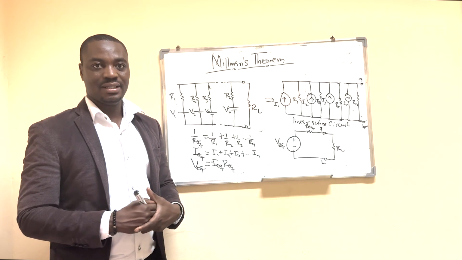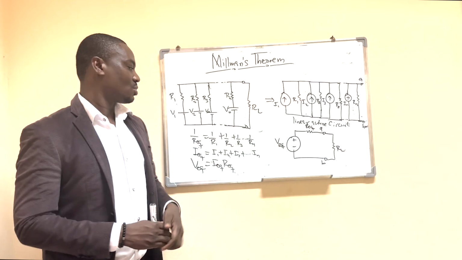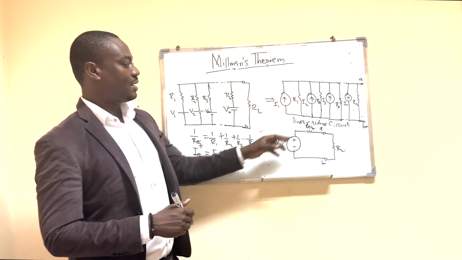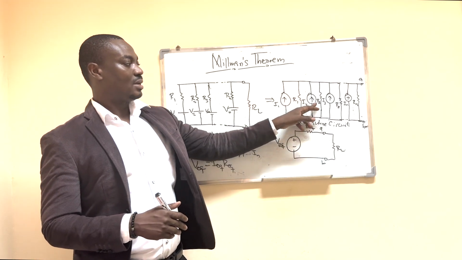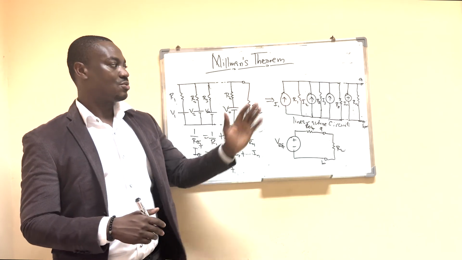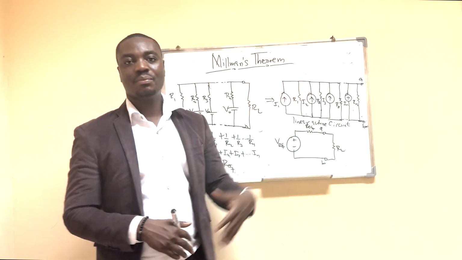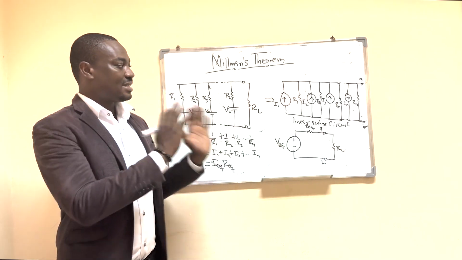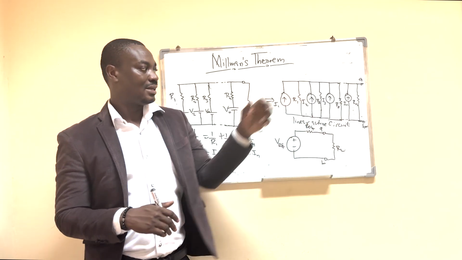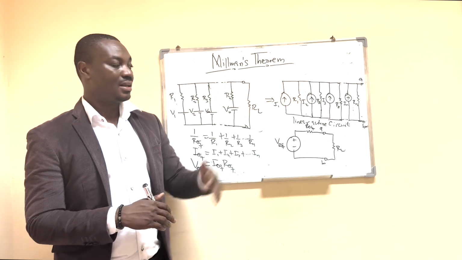So that means I'll have current I1 in parallel with R1. The second branch, V2 in series with R2, I can convert that to current I2 in parallel with R2. And the same for R3 up to the nth resistor, which has current In in parallel with Rn. So after this, you can see clearly that all the resistors here are going to be in parallel.